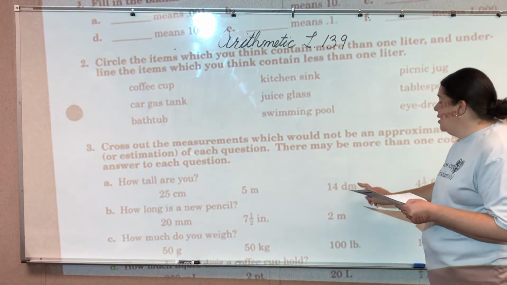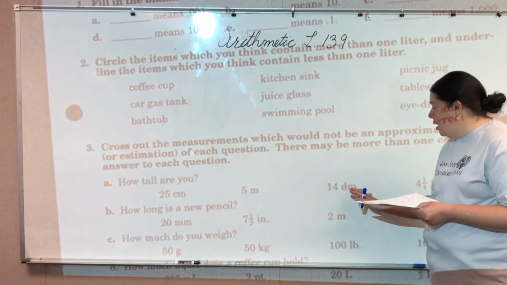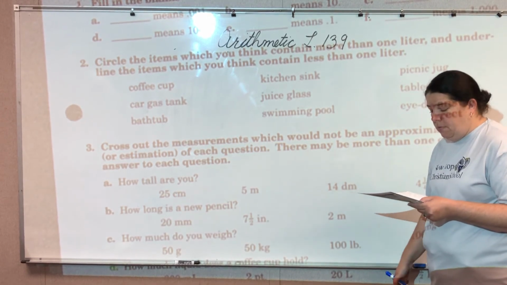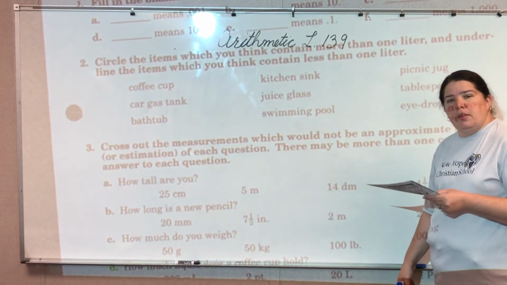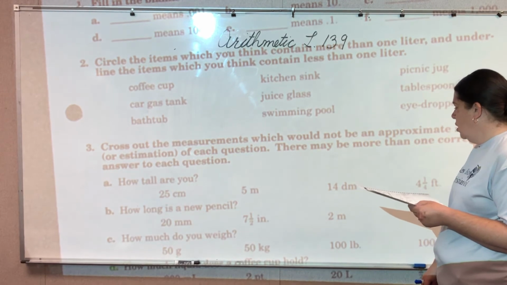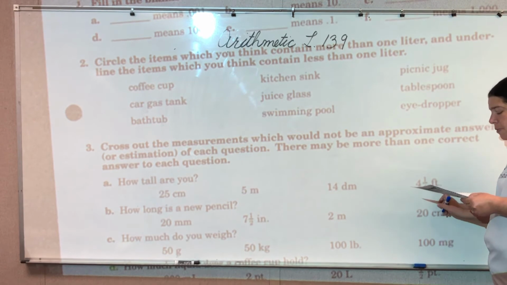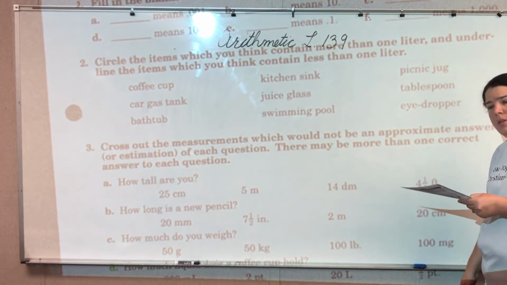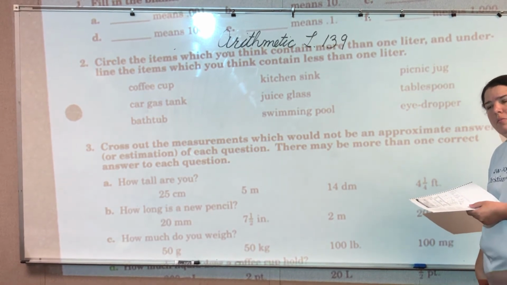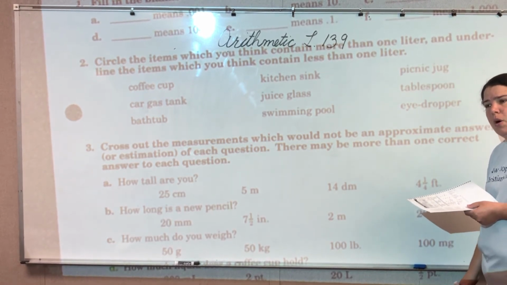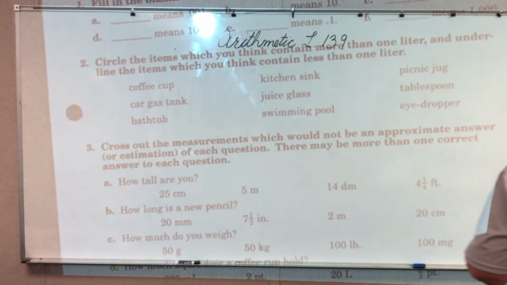How about the 14 decameters? Maybe you're 14 decameters. Remember, decimeters is 10. So 14 decimeters, yeah. Okay, so how about this one? 4 1/4 feet. Yeah, you're about 4 1/4. That's about 4 feet 3 inches. That's probably how tall you are. So go ahead and do those.